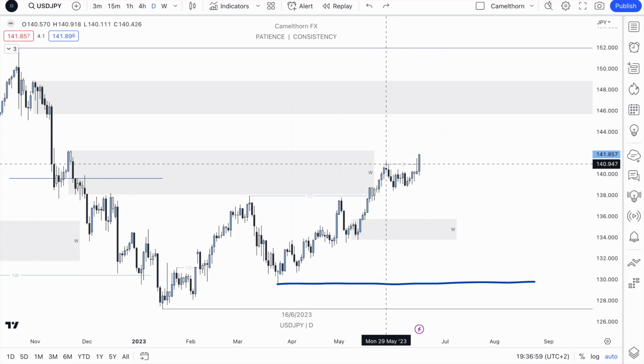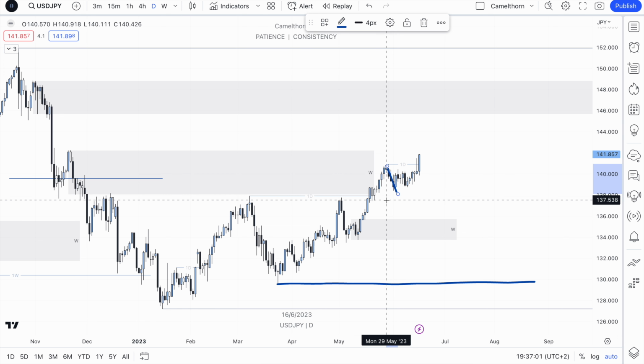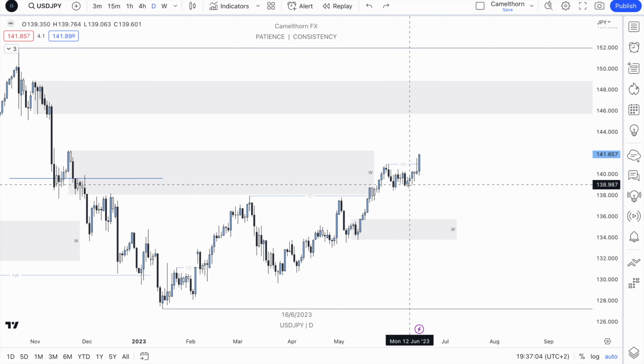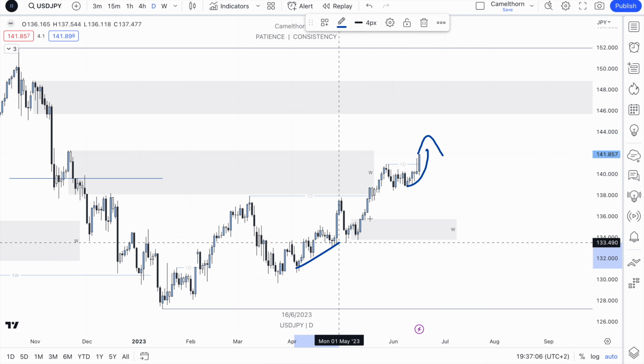But you can see that we had a very minimal pullback. Price action actually consolidated in this area and is now continuing, right, with this underlying trend.